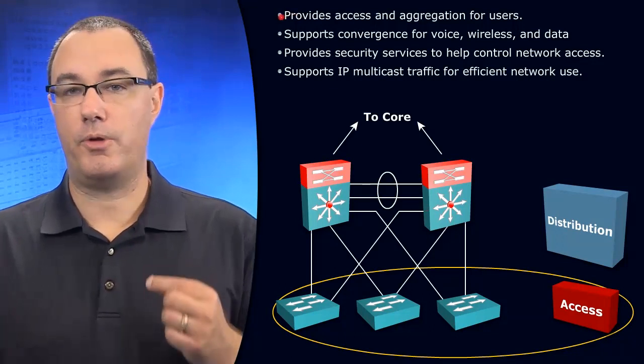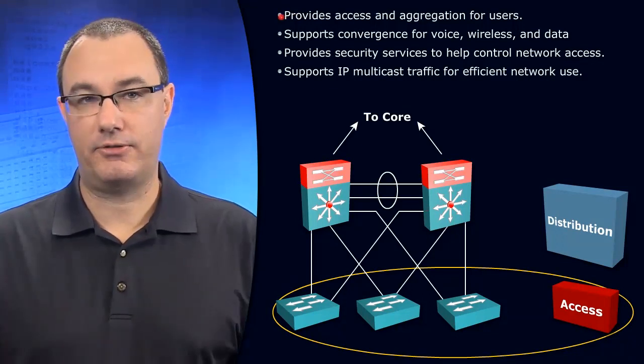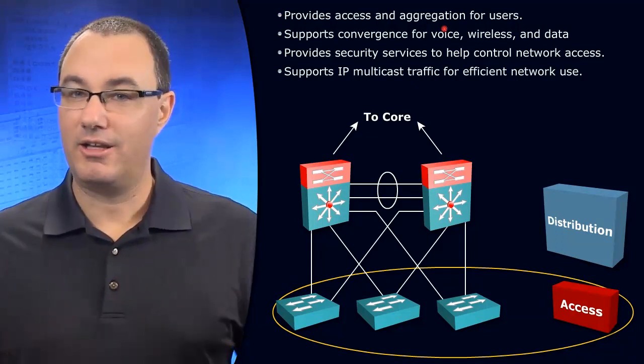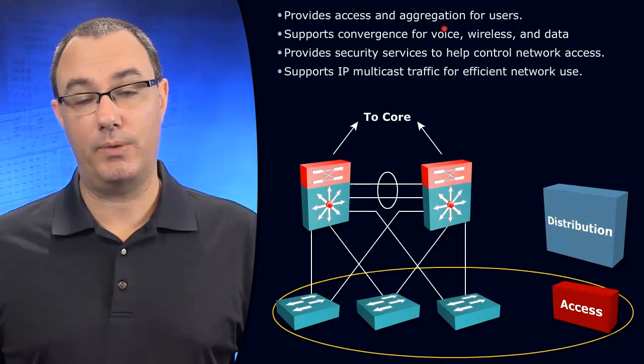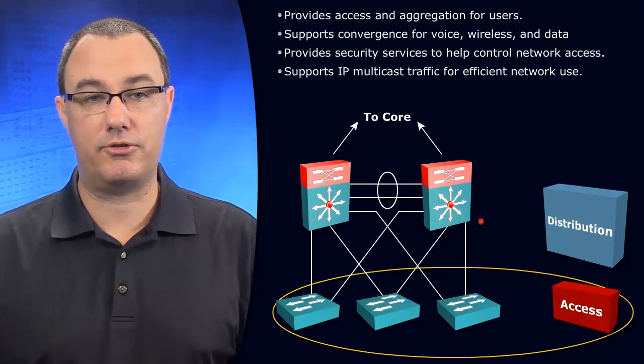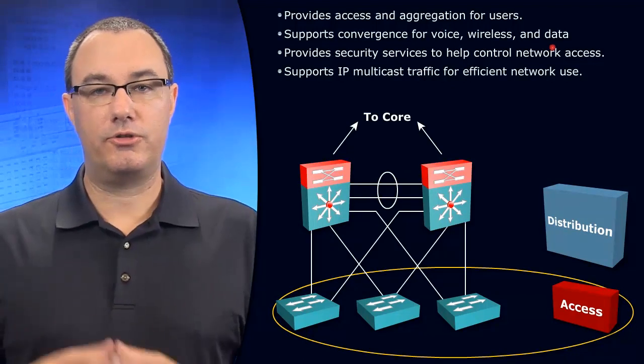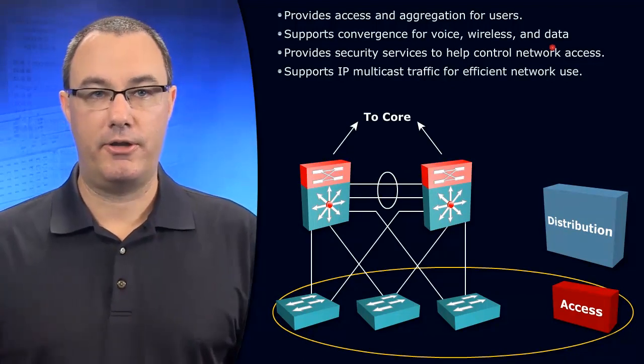So first and foremost, provide access, and it says aggregation for users. It basically says lots of people can come in here and we have fewer ports going up to the distribution layer. Support convergence for voice, wireless, and data. Well, those are 3 separate ingredients.